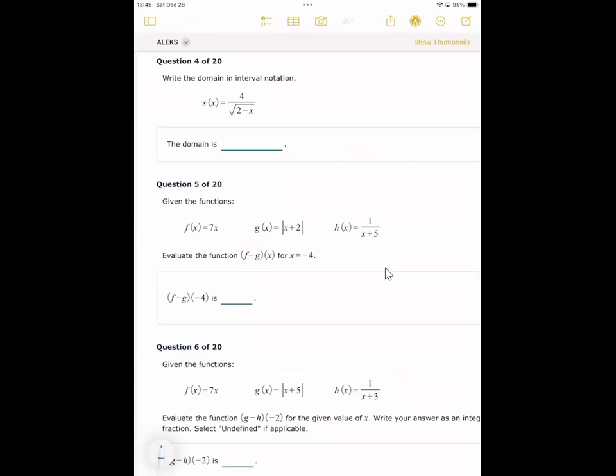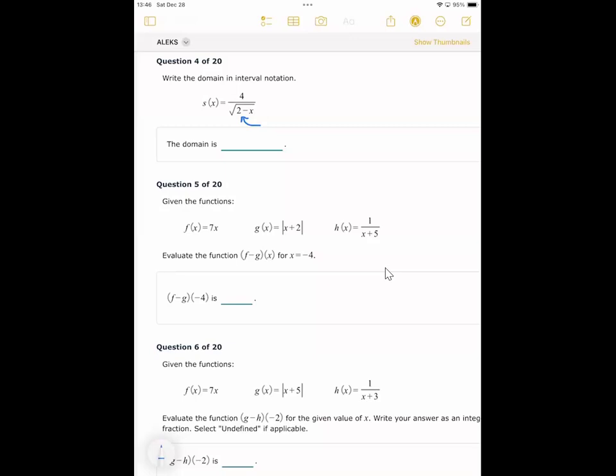Question number 4 says find the domain. Now look, because we have a rational, because we have a fraction here, we don't want to have 0 in the denominator. And because we have a radical, we don't want to have a negative under the radical. So there are 2 restrictions: no 0 in the denominator and no negative under the radical.